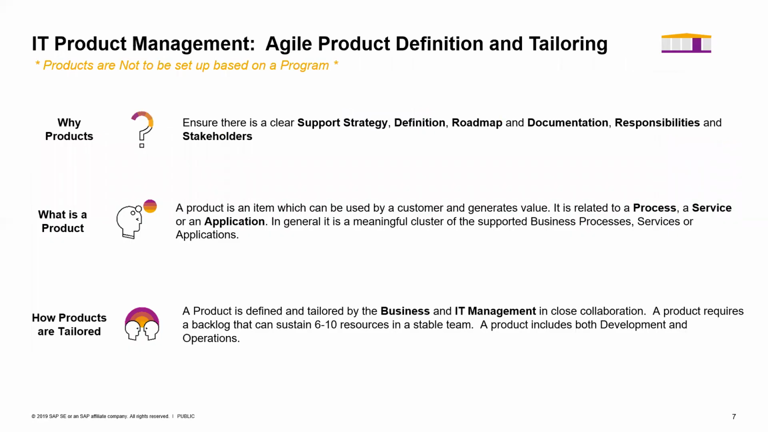And the IT product management, right? This is really when we talk about moving the concept from project to product. You can see a lot coming from the value stream and the procedures. So why do we talk about product? Why do we move away from the project here? We want to ensure there's a clear support strategy, a definition, roadmaps, and of course necessary documentation, not overdone, responsibility and the stakeholders, right? So this is really taking a fresh look at how we do things and why we do certain things.